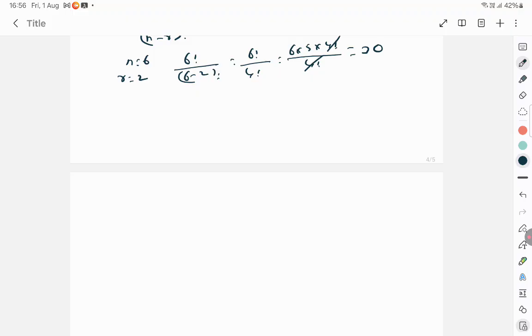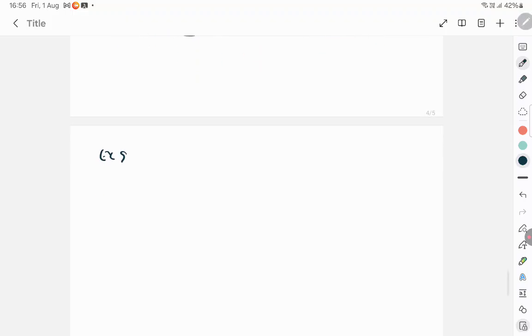So then example 9. Find the permutations of the letters of the word Allahabad. When they say permutations of the letters of the word Allahabad, permutation means juggling. 1, 2 is different from 2, 1. Basically, you have to juggle. So how many permutations are possible means you have to juggle these.